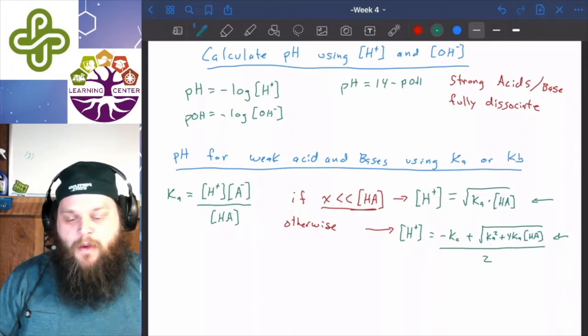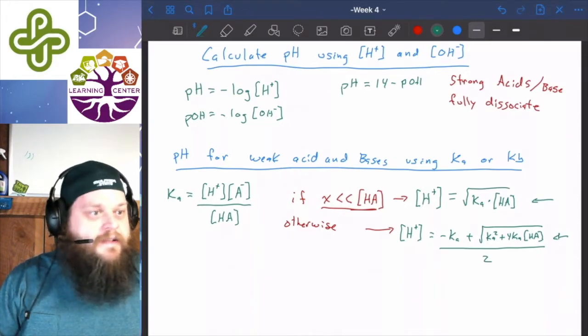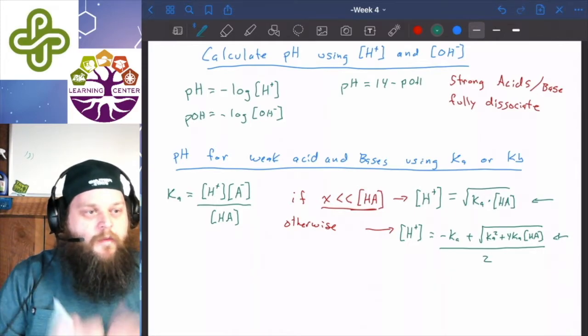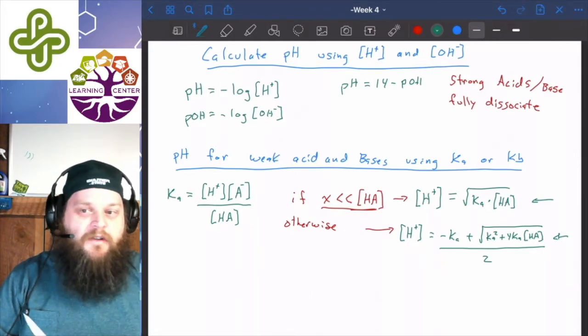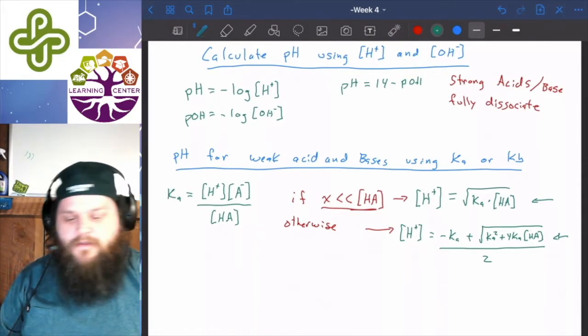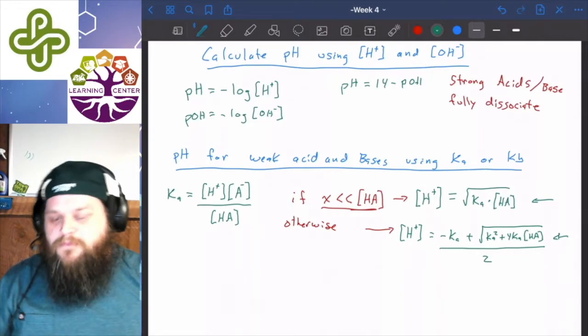Again, anytime that change is going to be insignificant, because we're always subtracting that x from our initial concentration, if our initial concentration is really big and our x is really small, it's just lost in sig figs. So we don't have to worry about it.